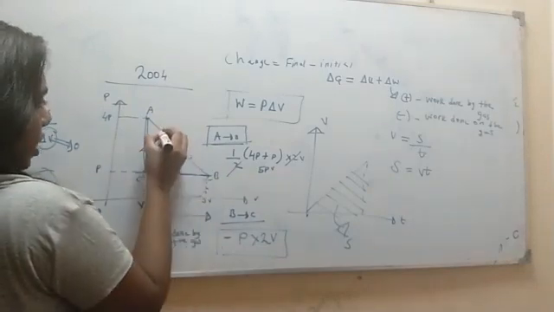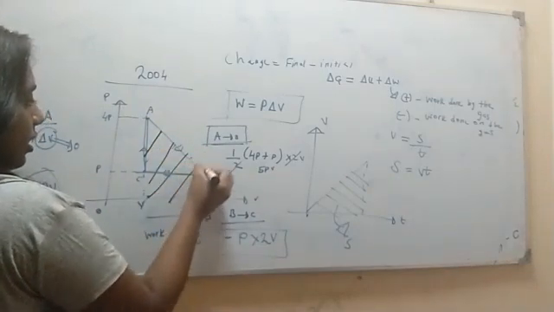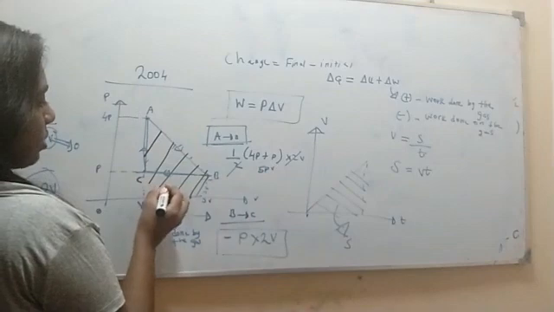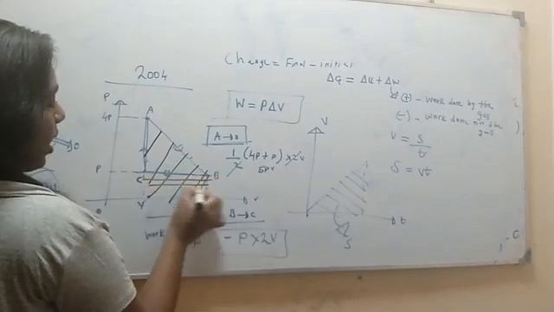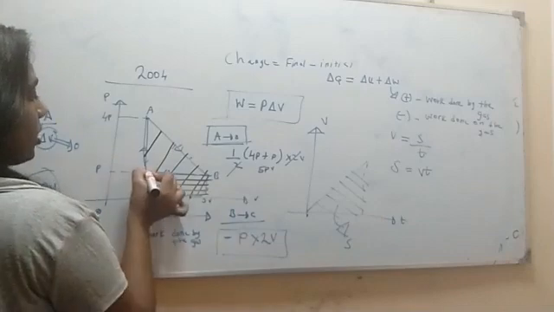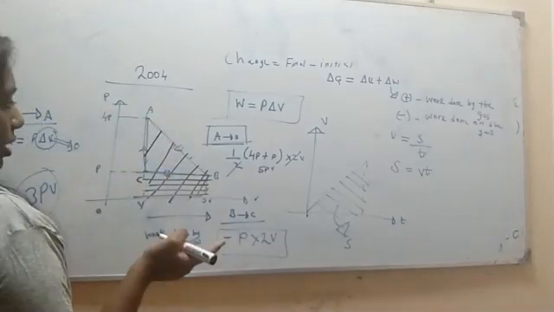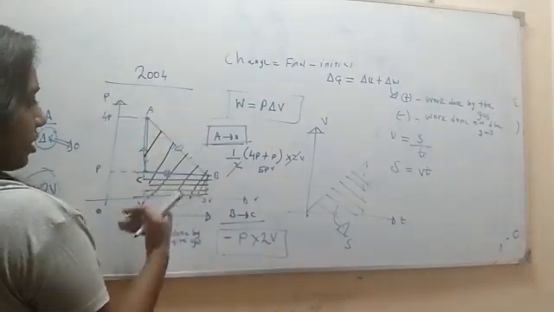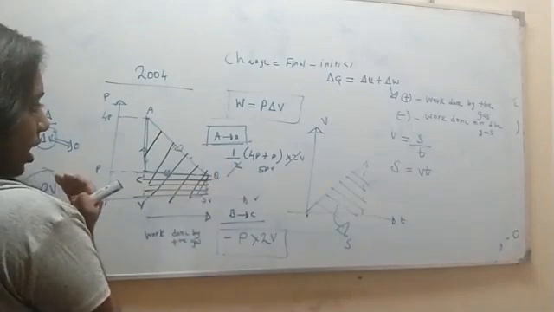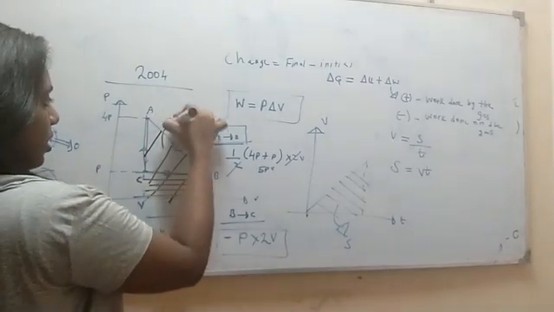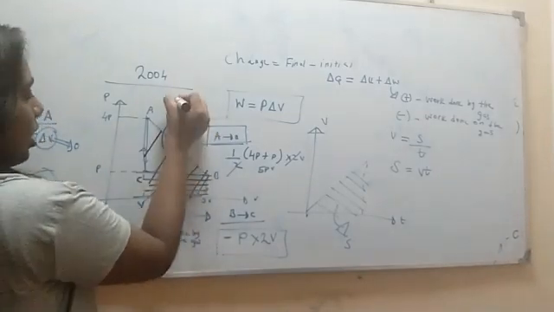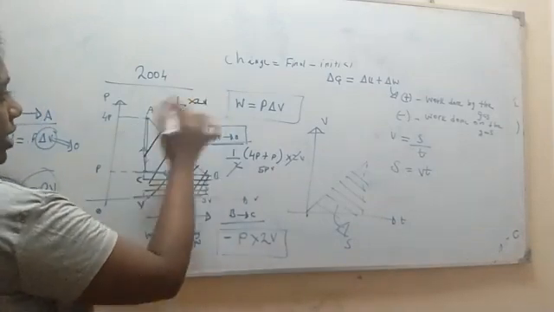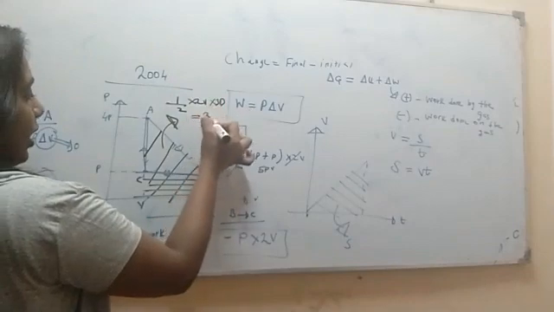So A to B process work done is given by the area under this graph. Then the B to C process work done is given by the area under this graph. Then the C to A process, net work done is 0. But the A to B and B to C process work done are given by the areas under the graphs. Therefore, net work done is given by the area inside the triangle, which is half into base 2V into perpendicular height 3P. Then we can write directly 3PV.